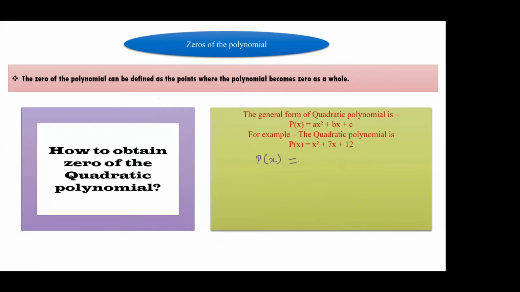x square plus 5x plus 6. Okay, so Somesh has given us the polynomial x square plus 5x plus 6. Now, someone else will tell me how to find out the zeros of this polynomial.